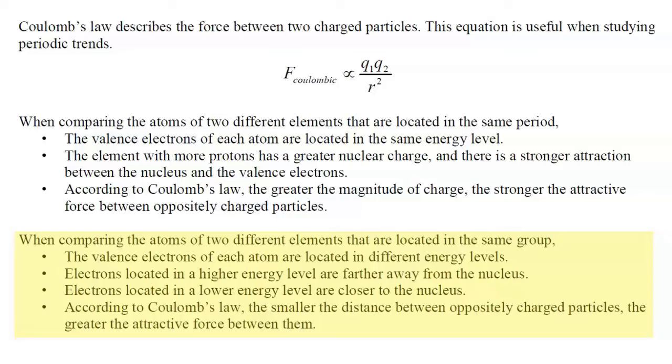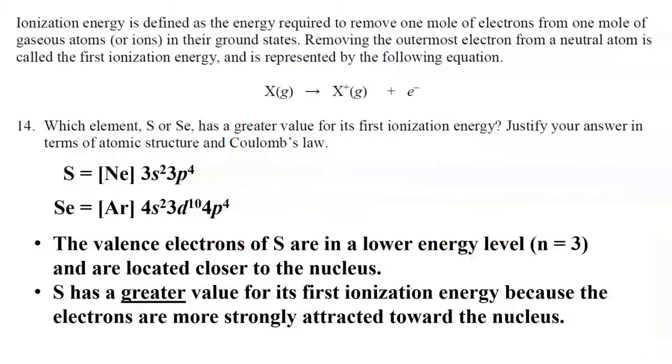So we're not arguing for atomic radius like we were in number 13. We're talking about the first ionization energy. So again, to summarize, there are the electron configurations of sulfur and selenium. We're talking about which element has a greater value for its first ionization energy. The answer is that sulfur will have a greater value for its first ionization energy because these electrons are located in a lower energy level that is closer to the nucleus. The electrons are more strongly attracted toward the nucleus.